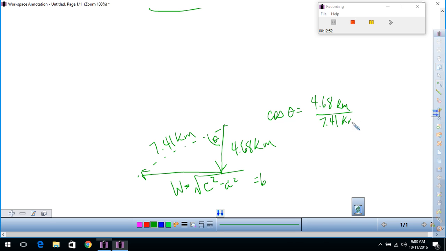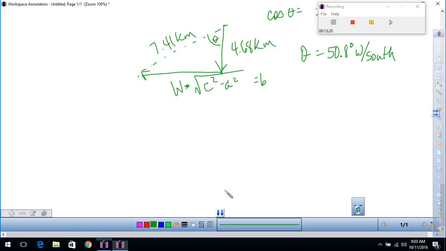And again, watch your units because they should always cancel out if you're doing sine, cosine, tangent, because those are just sweet little ratios. So 4.68 divided by 7.41. Second cosine, second answer. I get 50.8, which is exactly what they get. Theta is 50.8 degrees with south. So there we go on that. Not a big deal. Finish up the rest. You should be good to go.